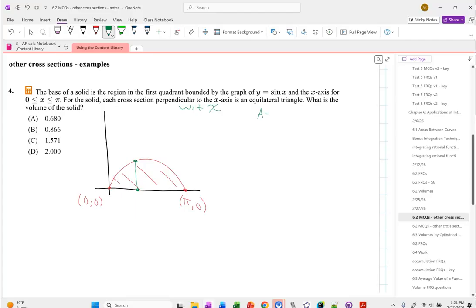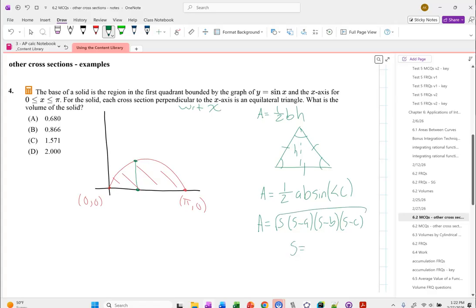What's my area formula I should use? Okay, so you could do 1/2 base times height, but what's the problem there? If it's an equilateral triangle, the height isn't one of the side lengths. What are our other area formulas for a triangle that we remember from pre-calculus or geometry? How about 1/2 AB sine angle C? Or Heron's formula, square root of S times S minus A times S minus B times S minus C, where S is the semi-perimeter.